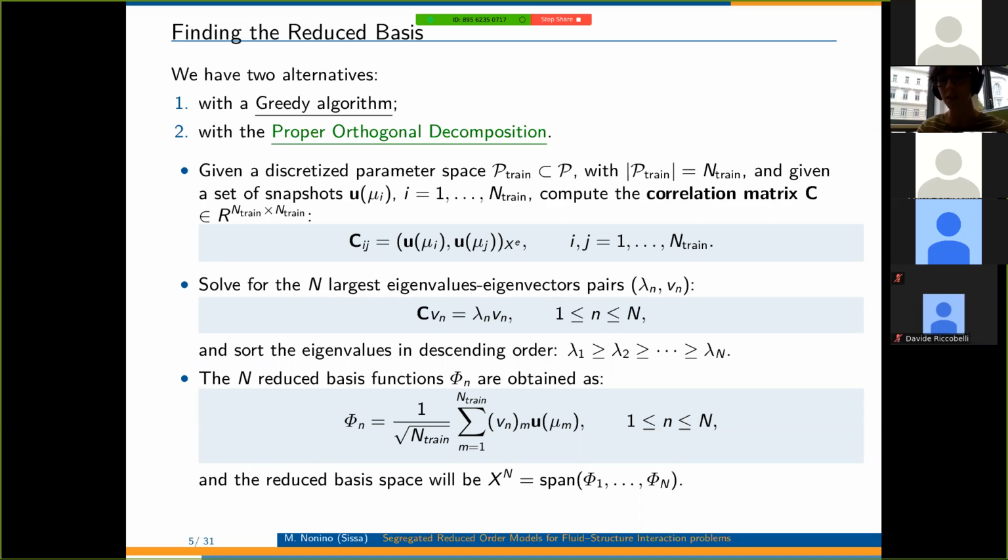And then you say that the reduced bases are a linear combination of these snapshots with coefficients that are the entries of the eigenvectors that you found. And this is how you build the reduced basis set with the proper orthogonal decomposition.